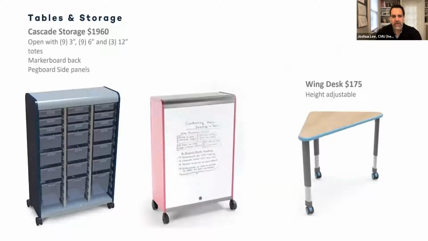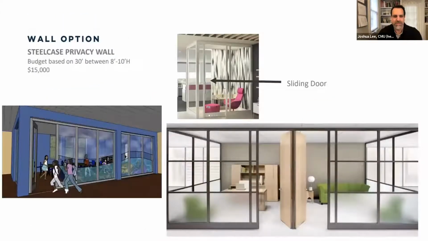We did end up going with Smith Systems furniture because it has a whole coordinated set of pieces that can act as storage and display space for maker spaces. They also use these wing desks, which can be reconfigured in a lot of different arrangements in terms of individual and collective working. And they're also height adjustable, which is great for this group.